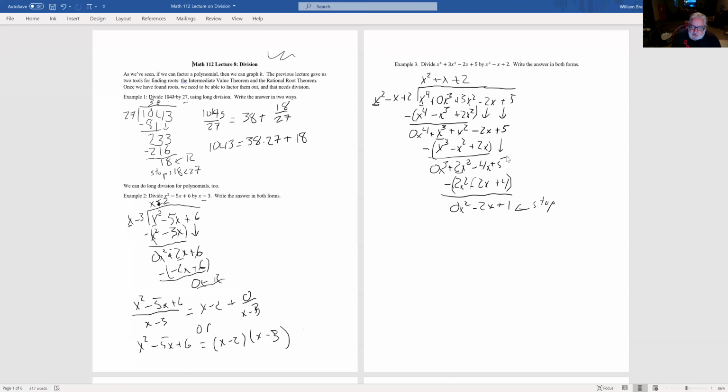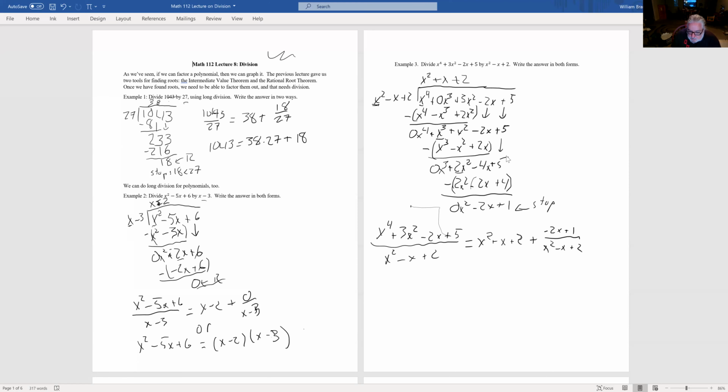So there's our division. Now we can write this in 2 different ways. One is our function, x to the 4th plus 3x squared minus 2x plus 5 over what we divided by, which is x squared minus x plus 2, equals what? Well, the thing we have up here, x squared plus x plus 2 plus, and that should be a 2, although that looks like a backward S, but it is actually a 2, plus our remainder is minus 2x plus 1 over x squared minus x plus 2.